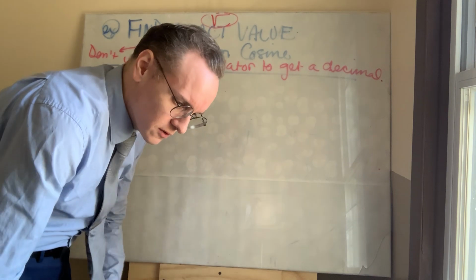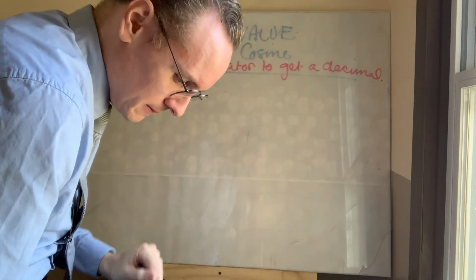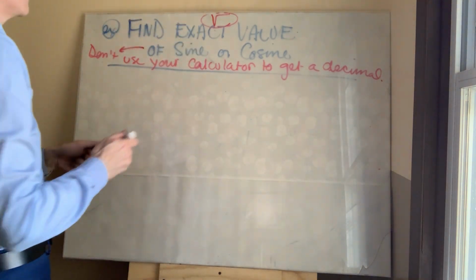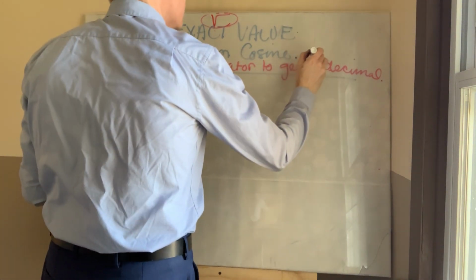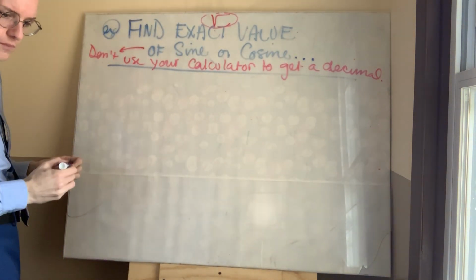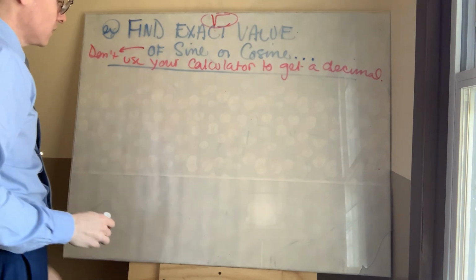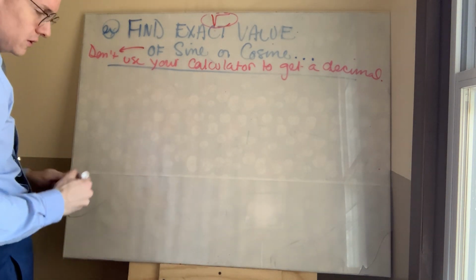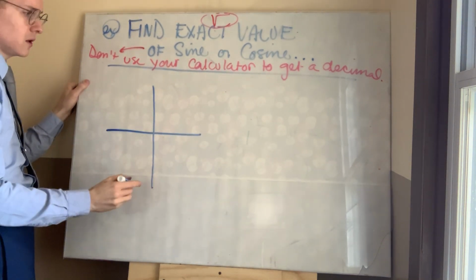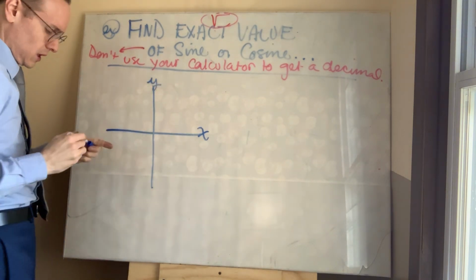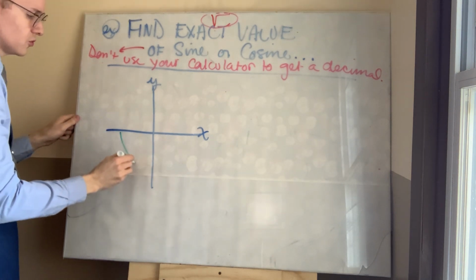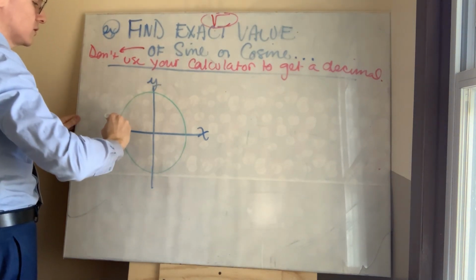All right, so here's an example. Let's say that you are going to find the exact value of sine or cosine in this situation. Let's see. Do I really want to put that back? No, I'll just draw a diagram, simple here. Here's X, here's Y. And imagine a circle superimposed upon it like so.